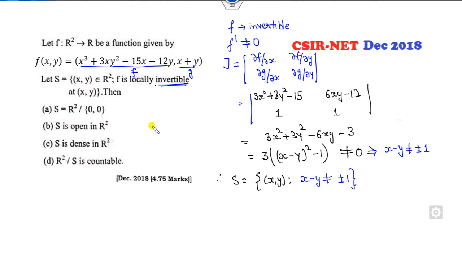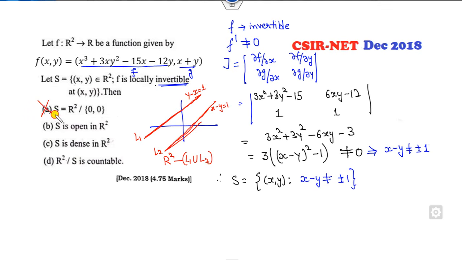This is my S. Now, S is R2 minus (0, 0)? That is not true. Why? What is x minus y equal to plus minus 1? So this line is here, or this line is this. This is x minus y equal to 1. This line is y minus x equal to 1. Fine. So what is that? S is the collection of all those. This is my S. This line is not equal to, so we can say R2 minus this line, L1 of this. Fine. But here it is not here.